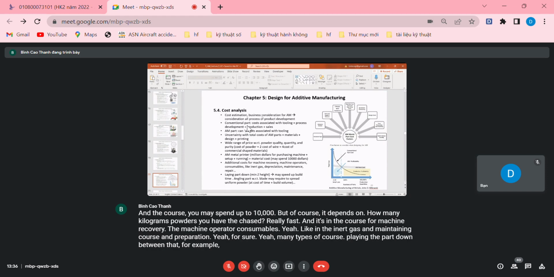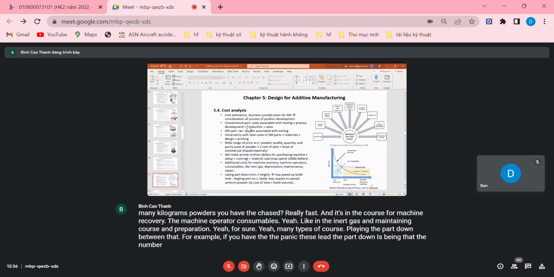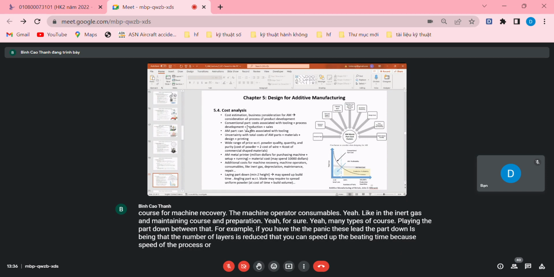Laying the part down, which means that, for example, if you have the pen like this, lay the part down. This means that the number of layers is reduced, so you can speed up the building time. You can speed up the process or shorten the building time.